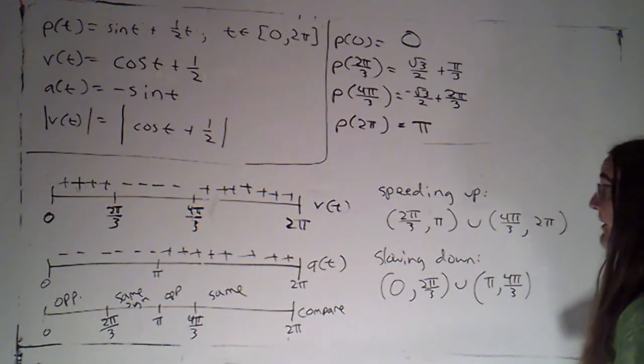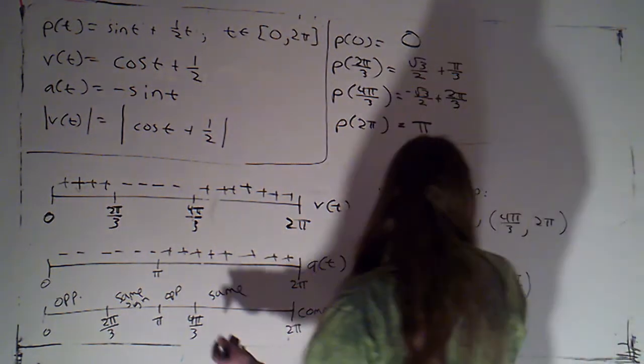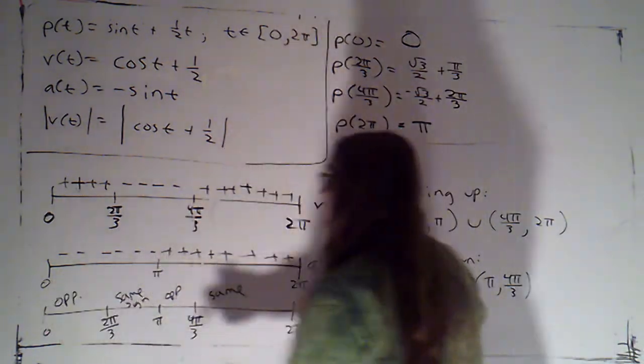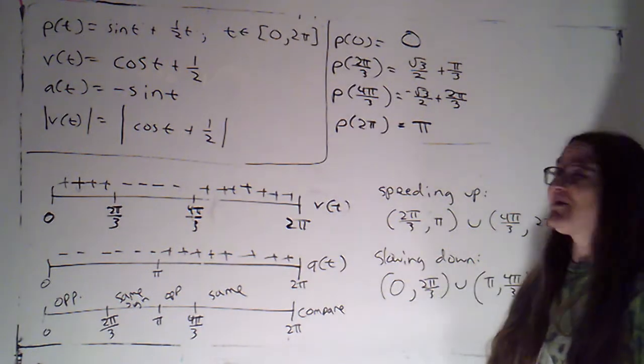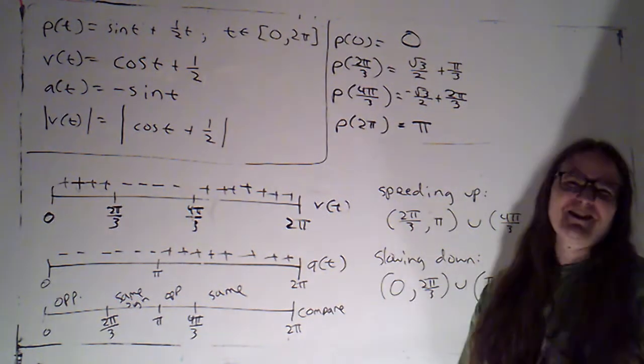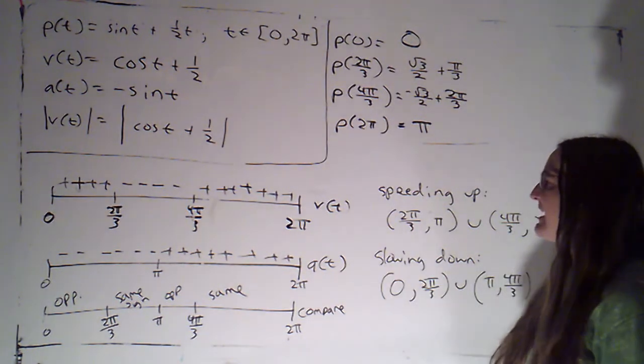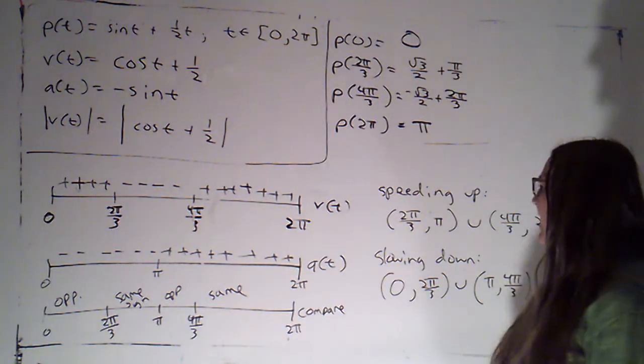And here, even if I wanted to, I wouldn't be able to include 0 and 2 pi because those were places where the acceleration, remember, was actually 0. So it didn't have the same or the opposite sign of the velocity.